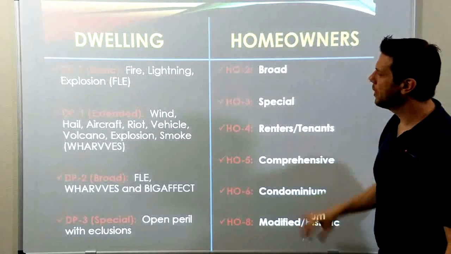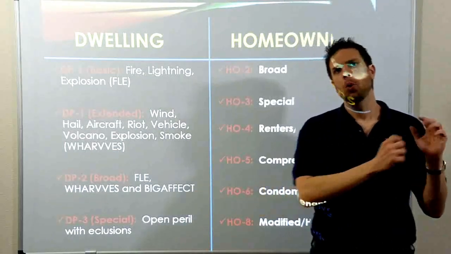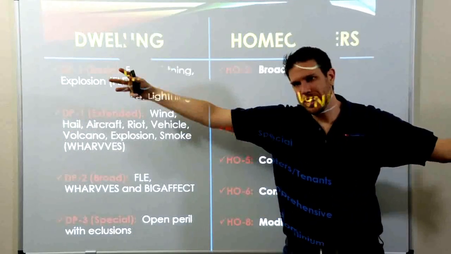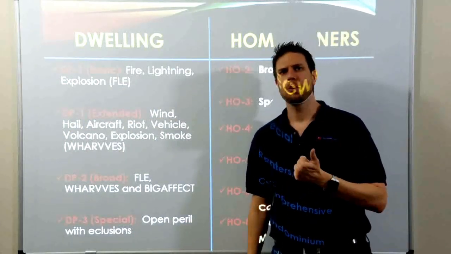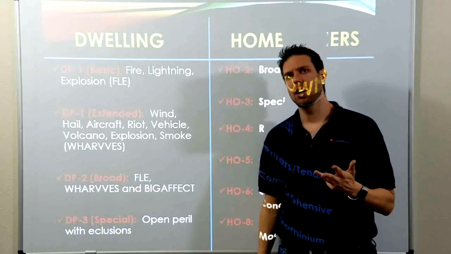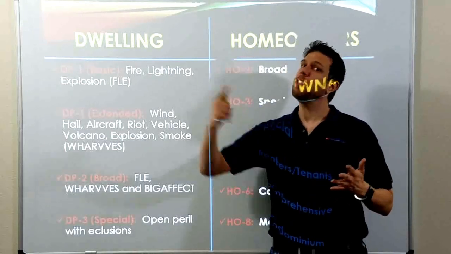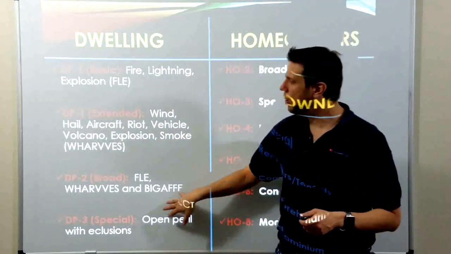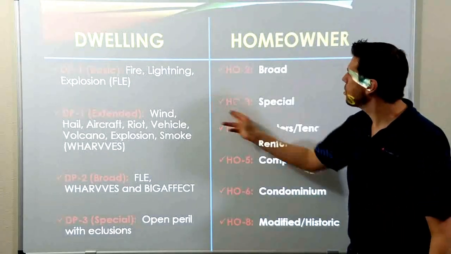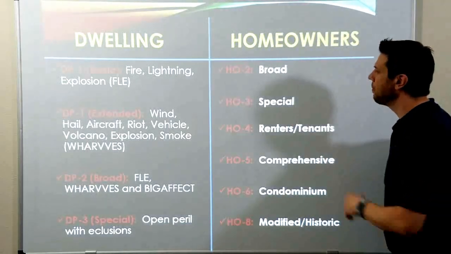HO3 special is just like a DP3 special, covers your structure on an open peril basis, meaning that it covers everything except the exclusions: earthquake, flood, inherent vice, intentional loss, wear and tear, underground pipes, power failure off premises. Remember, we don't mind power failure on premises, but power failure off premises, not covered. So the HO3 special covers your house against everything except the exclusions.